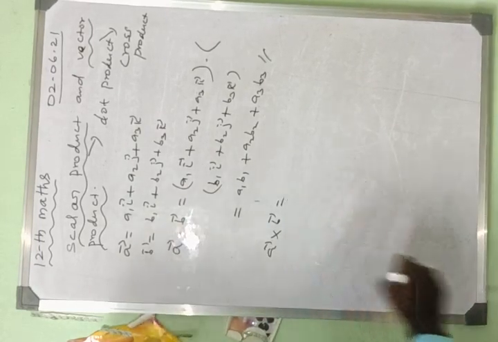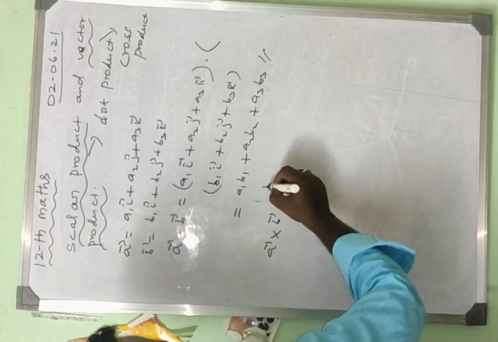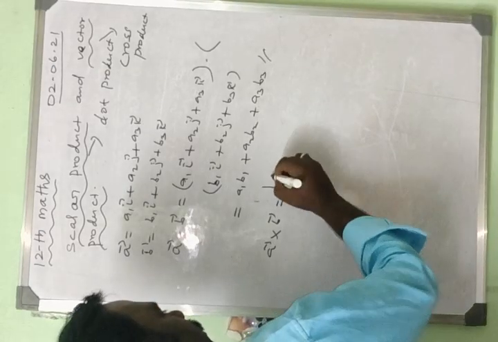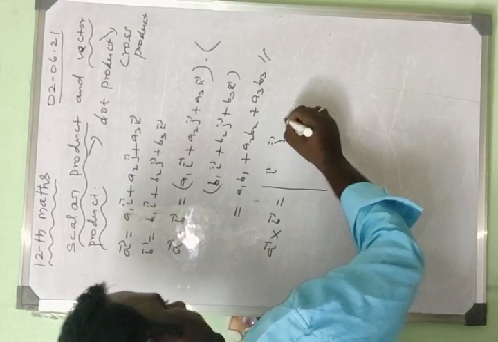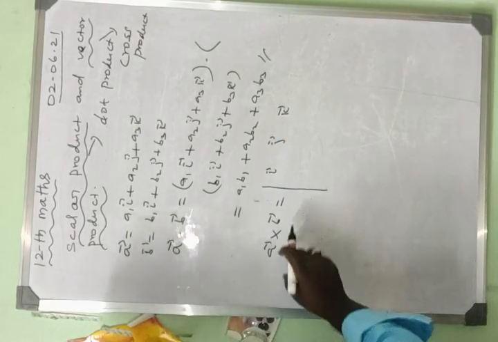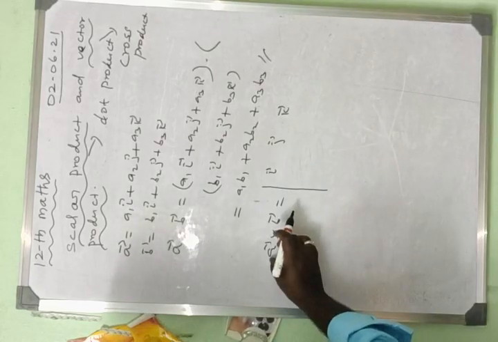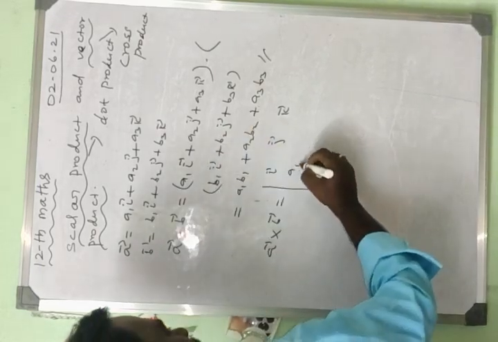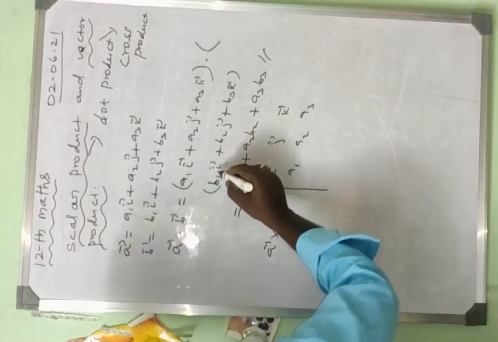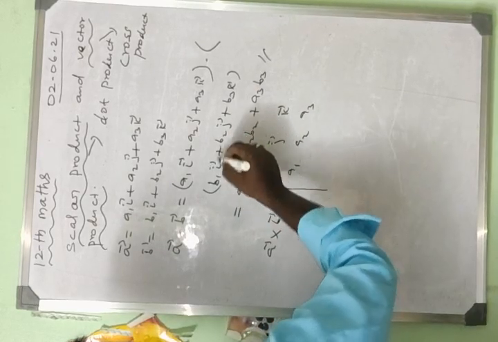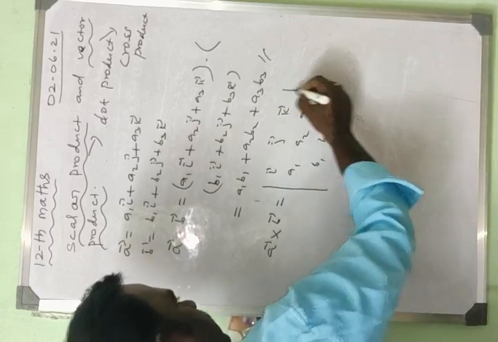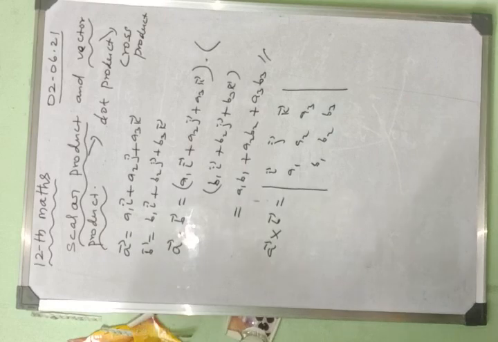So how to find this one? We put a determinant, as two vectors only are there. First row: vector i, vector j, vector k, the unit vectors. Next, the second row, we take the A vector coefficients of i, j, k: A1, A2, A3. Then the B vector coefficients of i, j, k: B1, B2, B3. This is vector A cross B, like this.